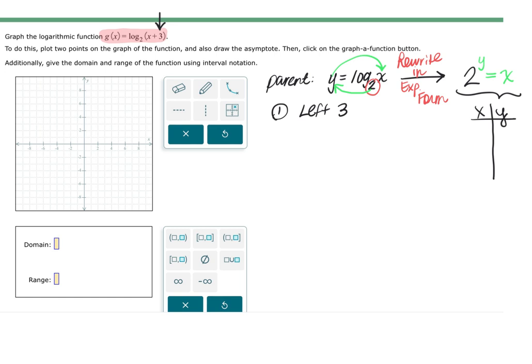So again, trying to reiterate with you that this original parent function is the same as 2 to the y equals x. They are equivalent. They are just in different formats, different forms. So it's much easier for us to compute 2 to the y equals x than it is to compute the logarithmic form. Now, because the exponent contains y, we are going to choose y values here in our table.